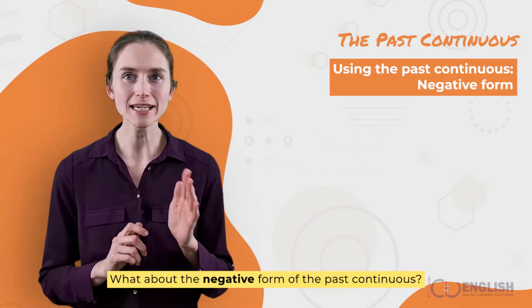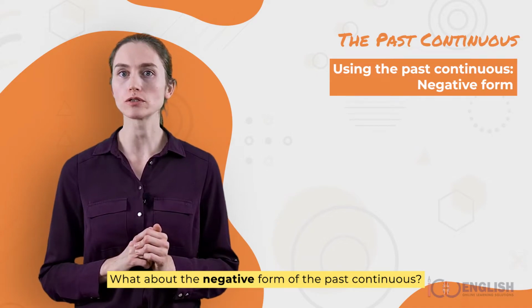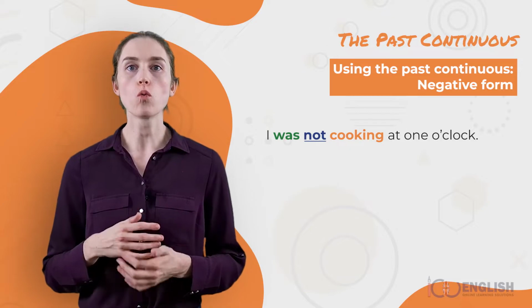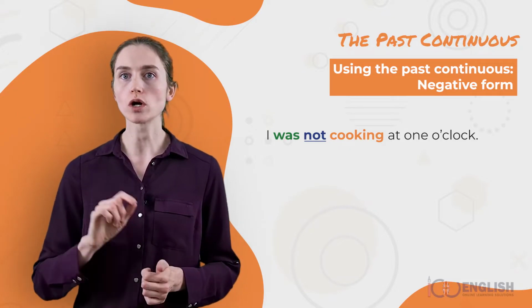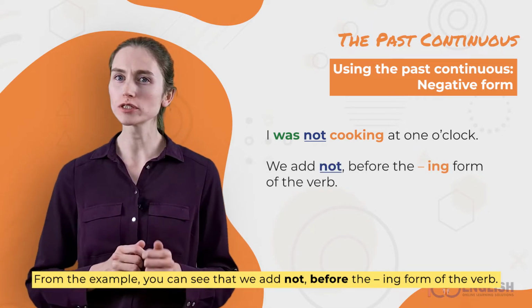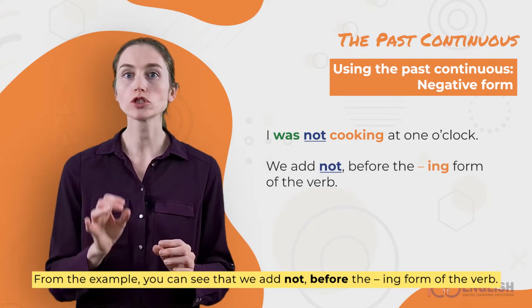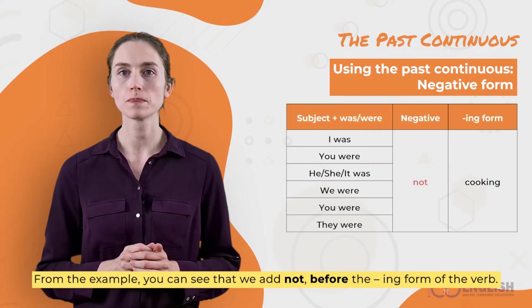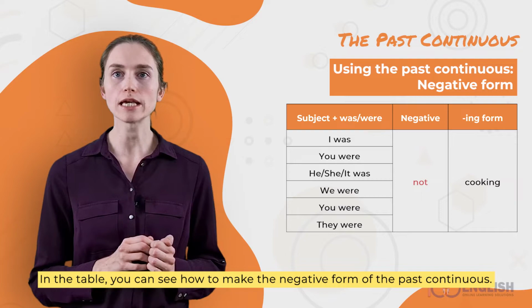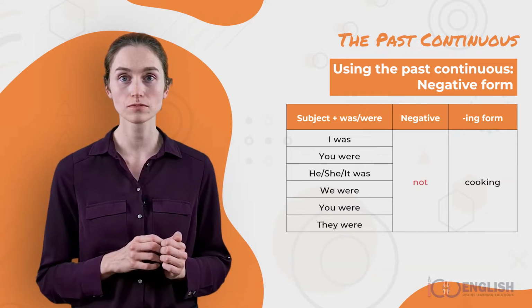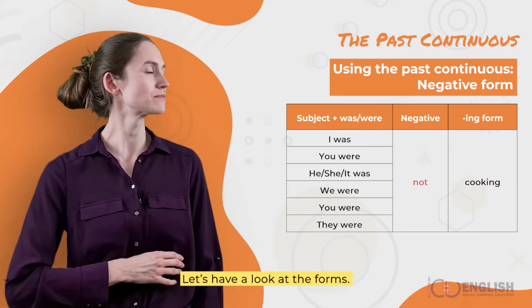What about the negative form of the past continuous? For example, I was not cooking at 1 o'clock. From the example, you can see that we add not before the ing form of the verb. In the table, you can see how to make the negative form of the past continuous. Let's have a look at the forms.